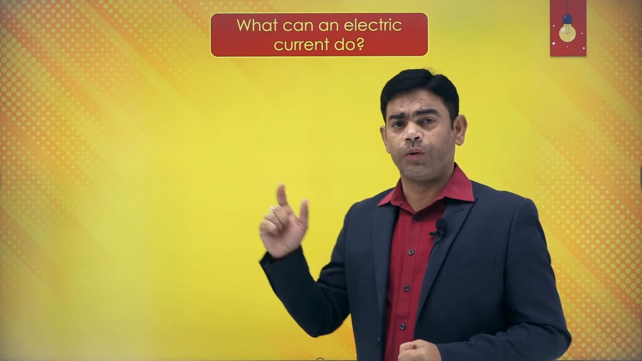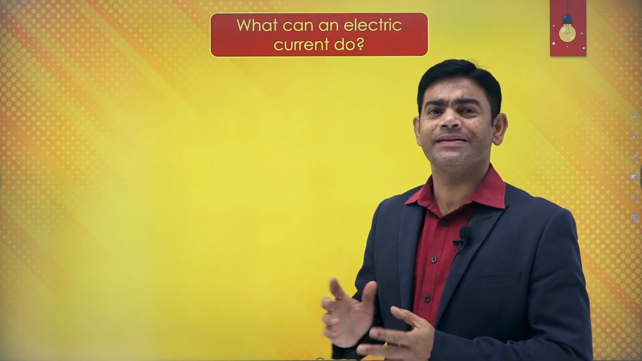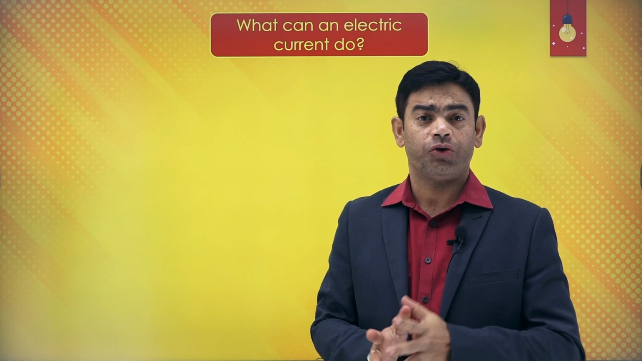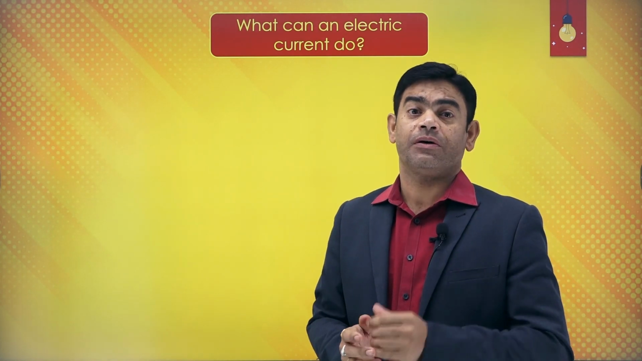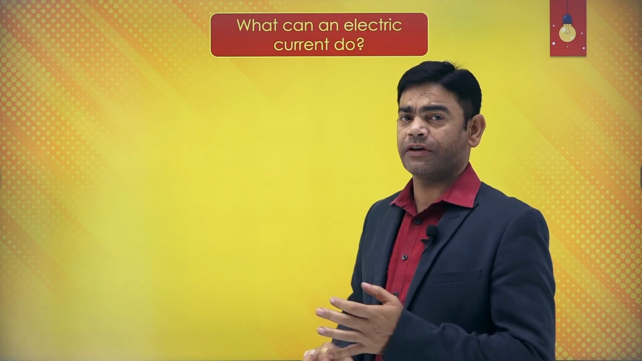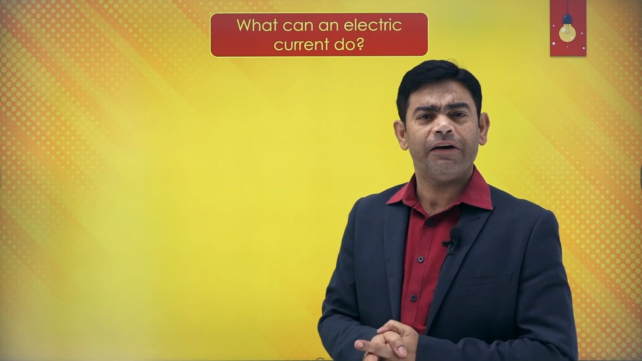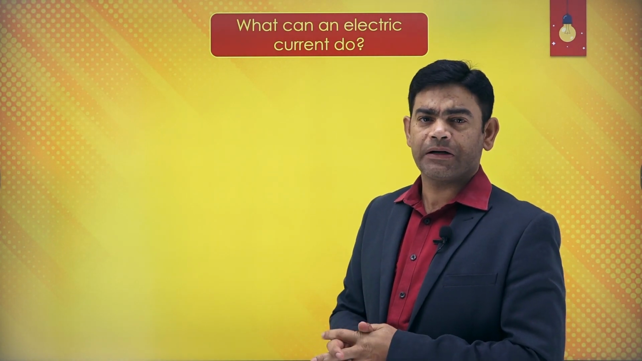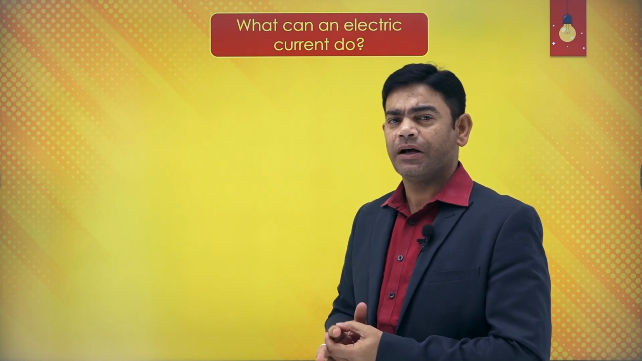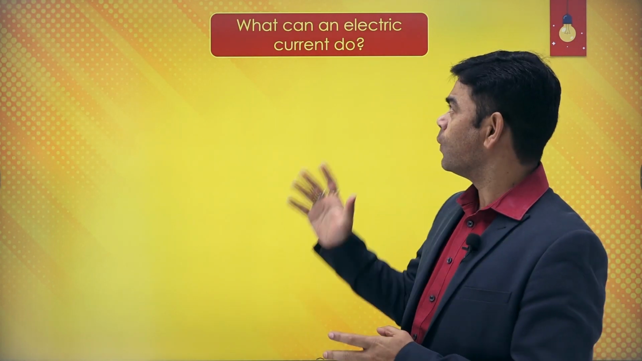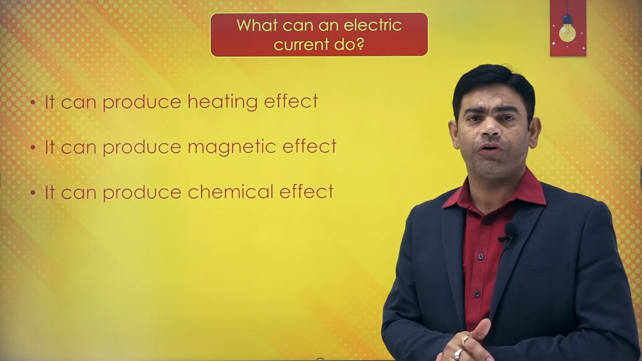So now proceeding forward, let's see what an electric current can do. You must have seen at your home many devices operating on electric current: your AC, your refrigerator, your geyser, your toaster, your music player, everything works on electric current. But on what concept does it work? There are different concepts. Let us discuss a few of them, what an electric current can do.